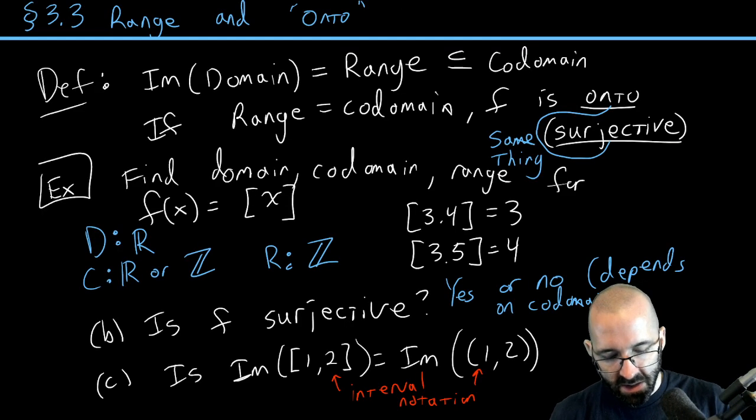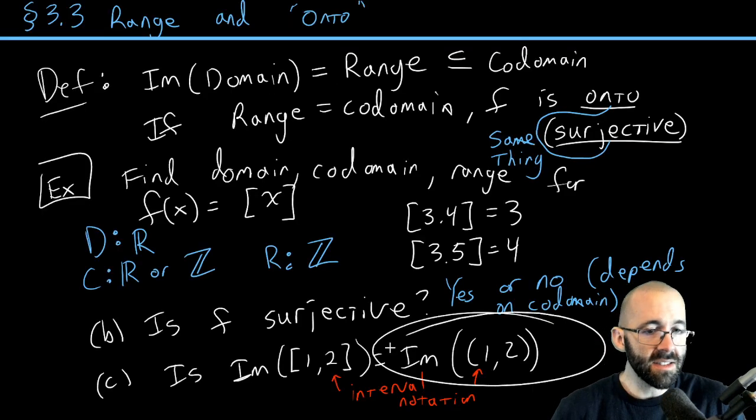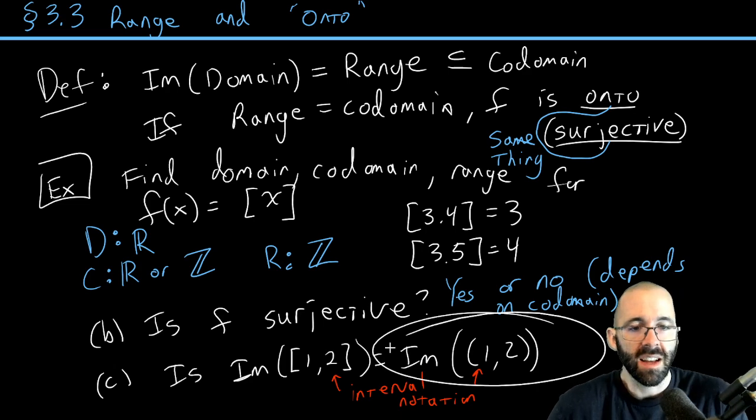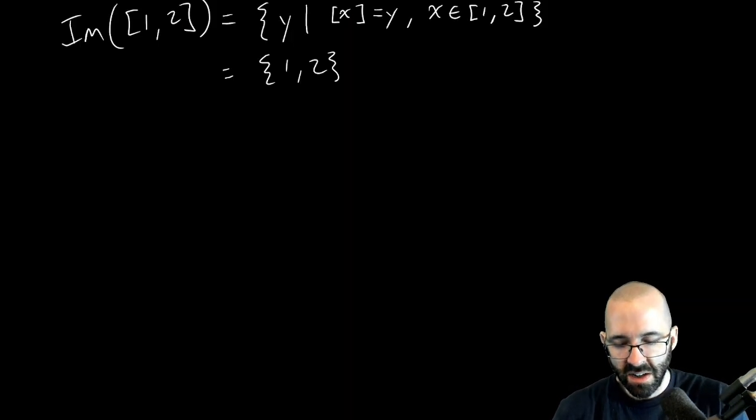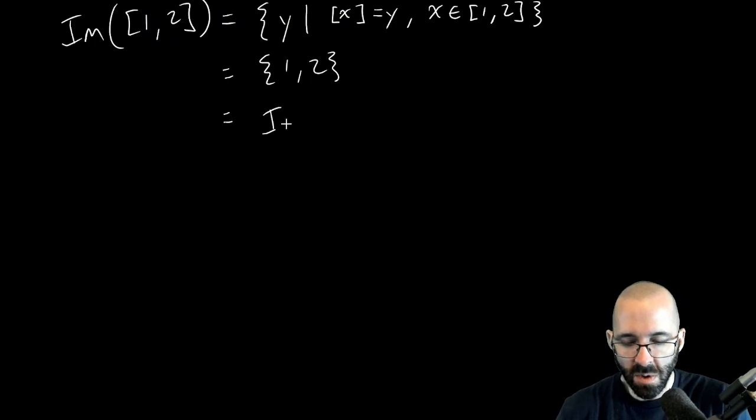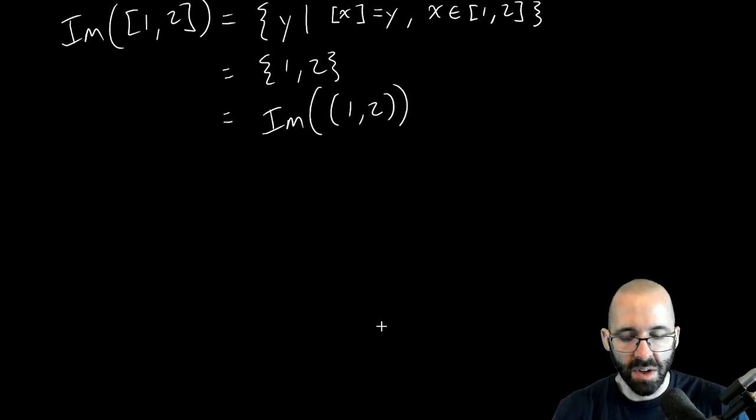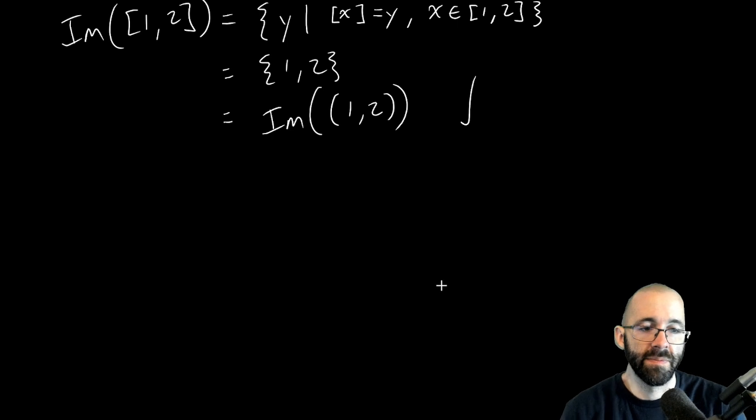So with that in mind, we also looked at this image. That's also going to be the set that contains 1 and 2. So yeah, that is true. So this does equal the image for the open interval from 1 to 2. So yeah, it is true.